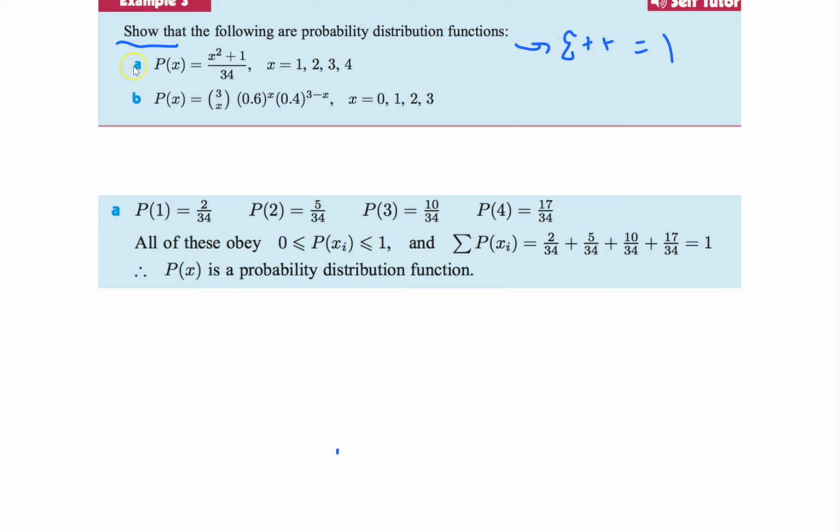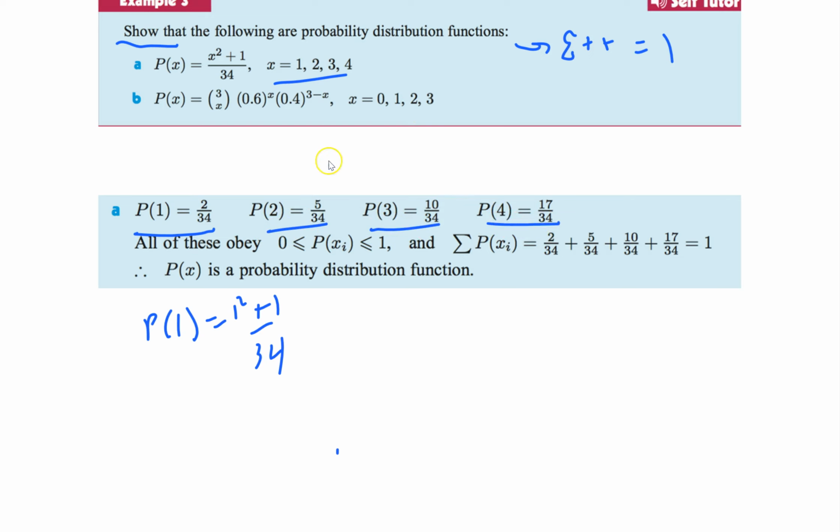So let's say this works with A here. Probability of X equals x squared plus 1 over 34, and they give us our x's. So all we're going to do is plug it in. Find the probability of 1, plug it in. 1 squared plus 1 over 34. I did it right here because I don't want to waste your time plugging all these in. Same thing with 2 and 3 and 4.